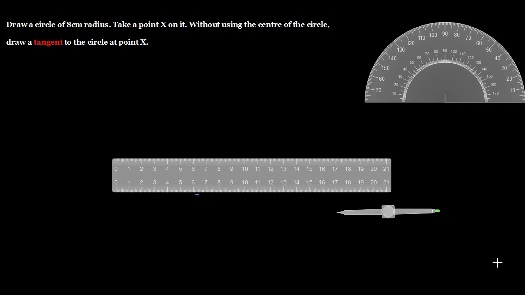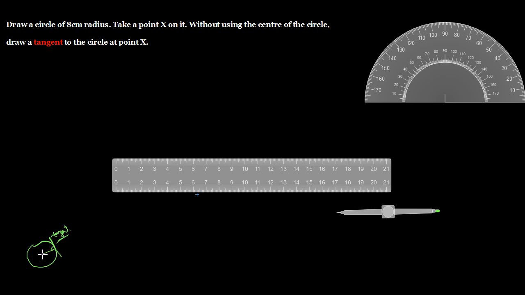In this question, we'll try to draw a tangent to a circle, thinking that we don't know the center of the circle. But before that, what do we know? We know a circle, and if I draw a circle, and that's where my line is, that's actually perpendicular. That becomes my tangent. So we'll keep that in mind.